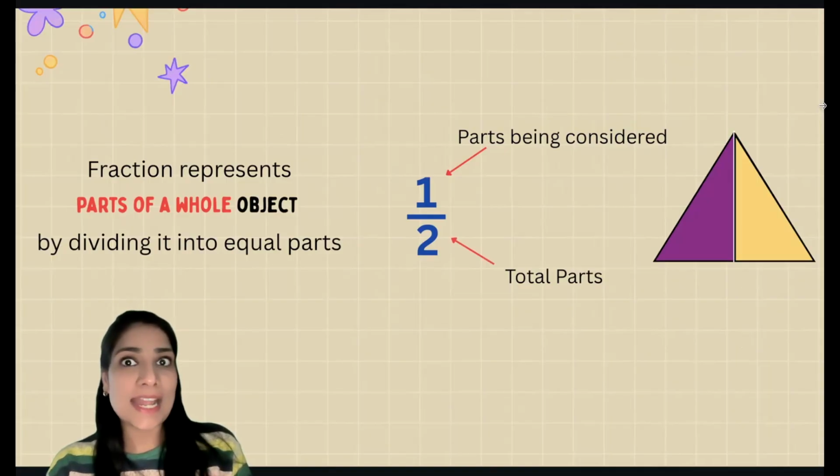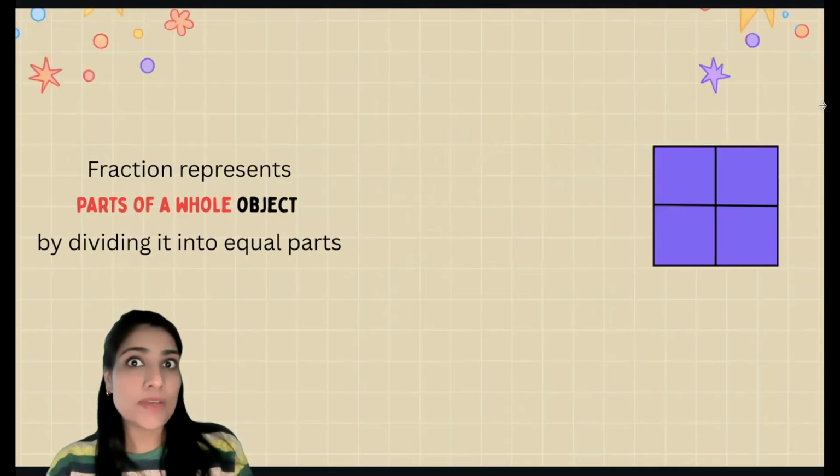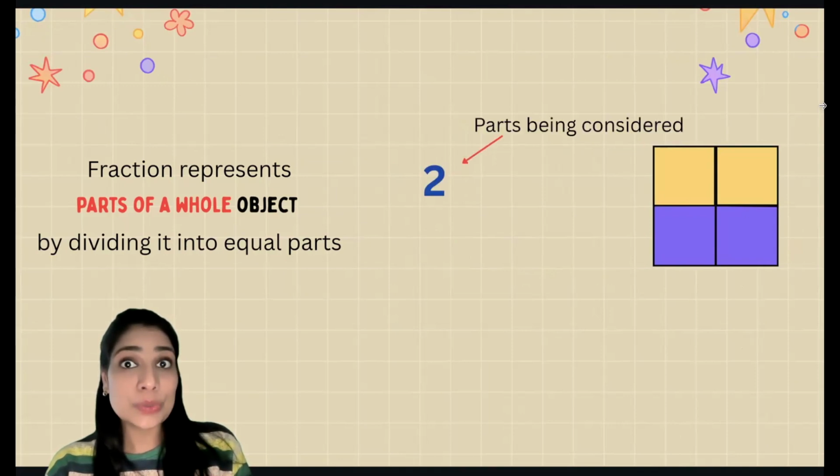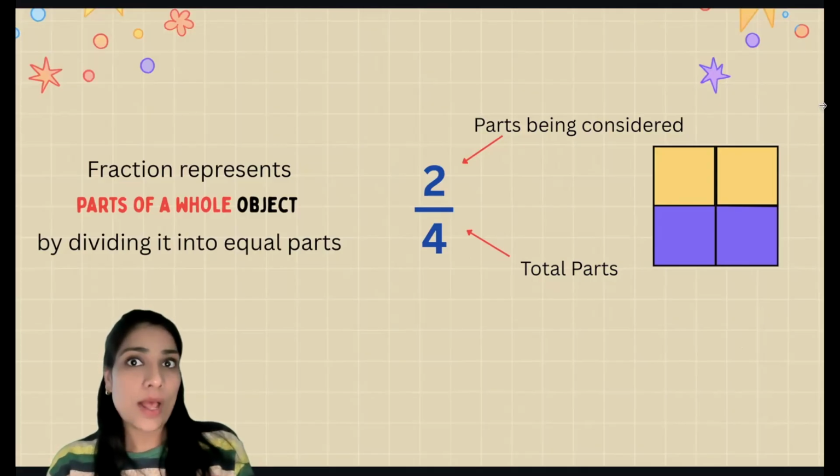Let's take a look at another example. Here you have a square that's been cut into 4 identical parts, and we want to know how many of the parts are yellow. Parts being considered are 2. Out of total how many parts? 4. So 2 out of 4 are the yellow parts. Now you can understand fractions.